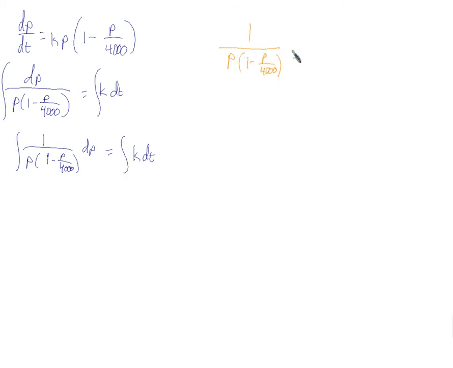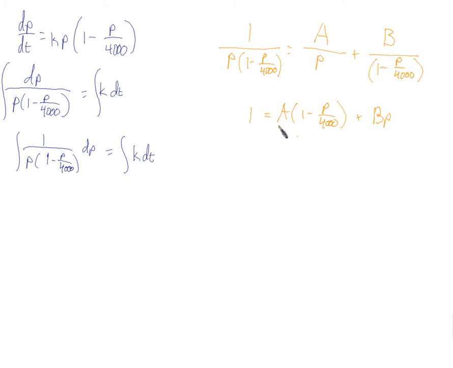Remember, partial fractions says if only 1 over p times 1 minus p over 4,000 looked like something over p plus something else over 1 minus p over 4,000. If that were true, we could solve for a and b. We could do something simple like multiply both sides by this denominator. On this side, you get a cancellation, you get 1. On this side, the p would cancel this p and leave us with a times 1 minus p over 4,000 plus b times p.